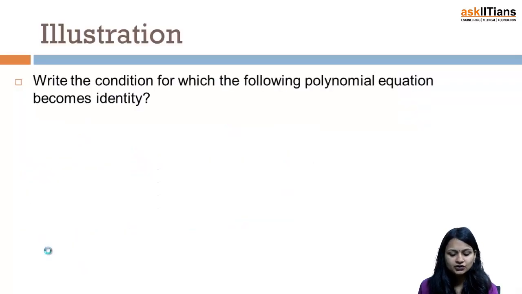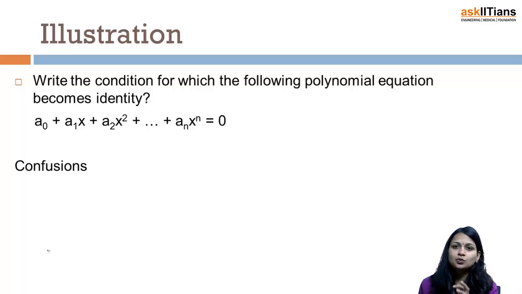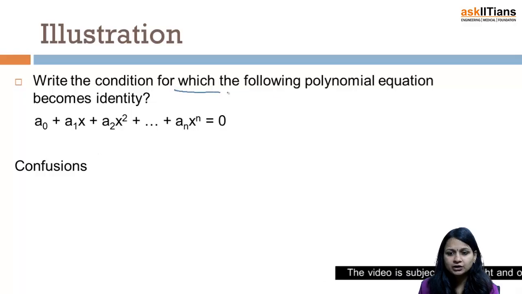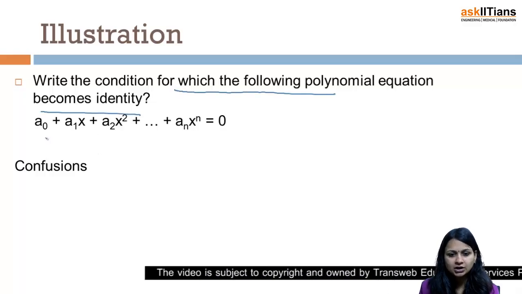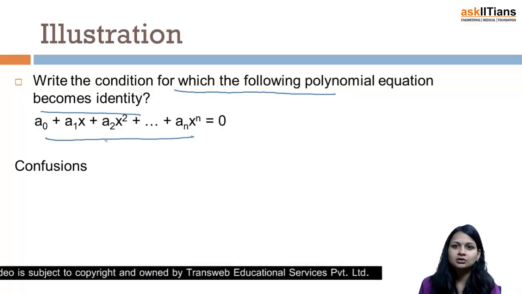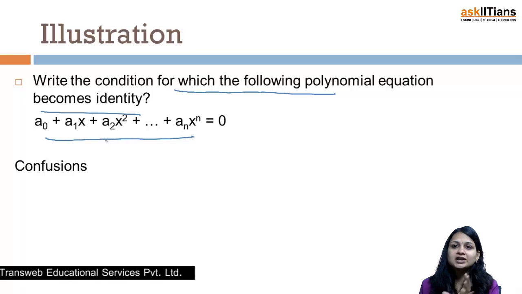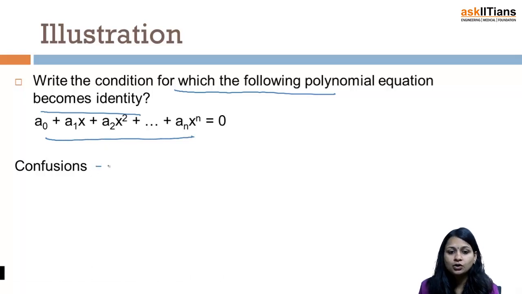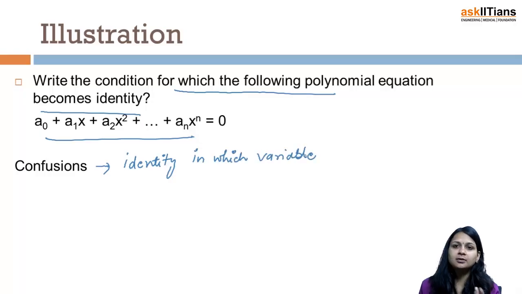Now, let's try to understand where we get confused, and let us clarify that point. Condition for which the polynomial equation becomes identity. Now this question is not completed. What students do, they just start solving this question, but I don't know which variable it is saying identity in. So that should be specified, in which variable. Very important. Either it is identity in x, A, B or whatever.